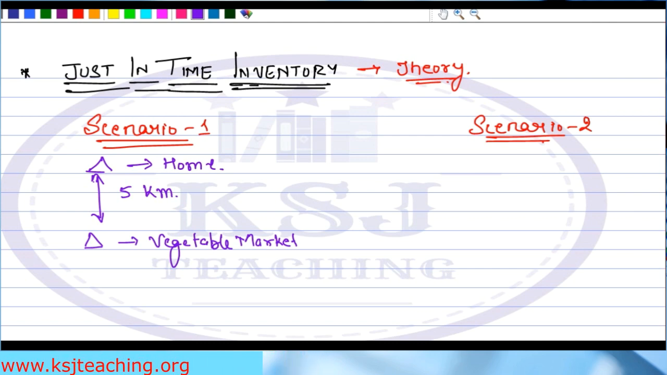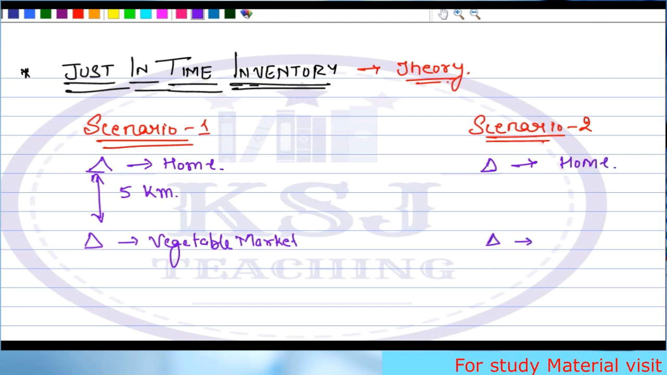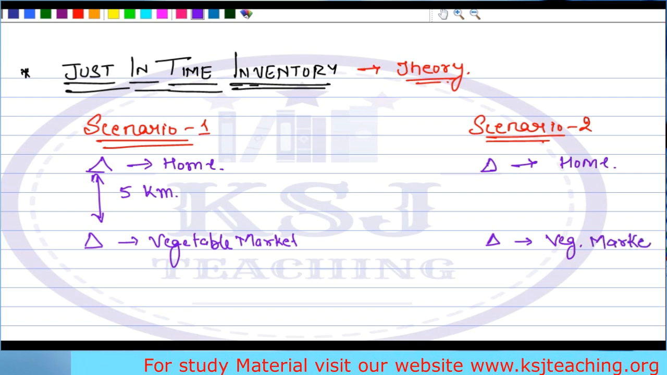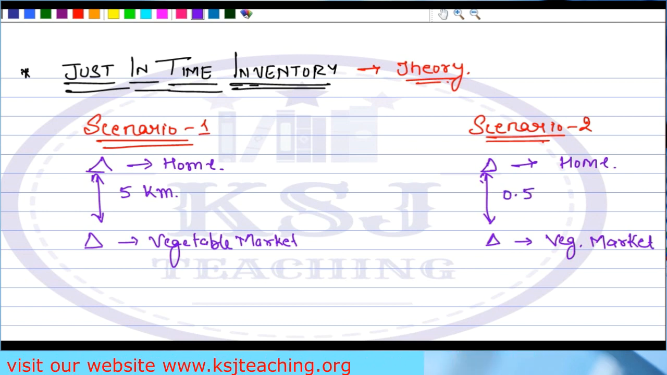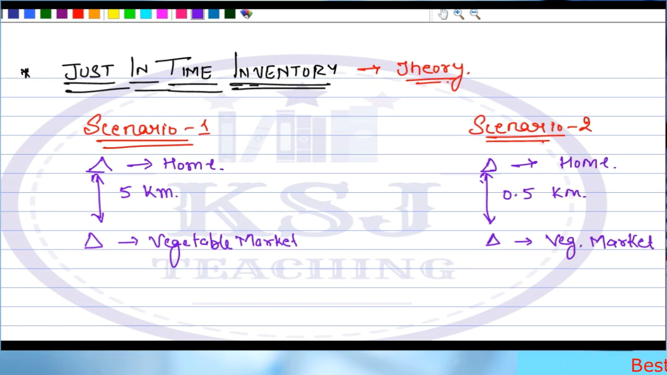Now the second scenario is this is your home, right? And this is the vegetable market. Okay, sir. Sir, are we again going to take the potatoes? So the distance is 0.5 kilometer, just half a kilometer. Okay, sir. Sir, we'll take the potatoes. No more potatoes. We had enough of potatoes now. Okay. No more eating potatoes, sir. Okay. Let's see. Try to understand it now.